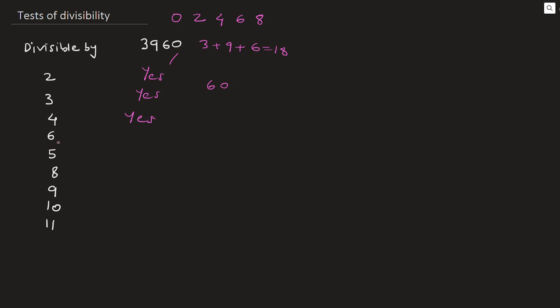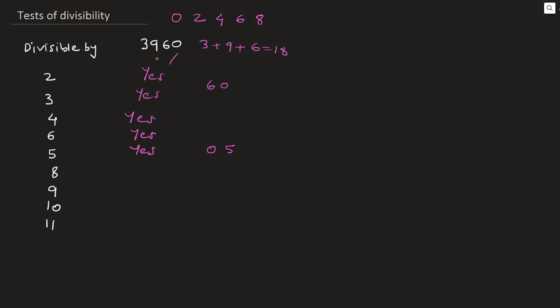Then is it divisible by 6? If this number is divisible by 2 and 3, then it is divisible by 6 also. So 3960 is divisible by both 2 and 3. So it is divisible by 6. And then is this number divisible by 5? I have to check the digit in the ones place. If it is either 0 or 5, then this number will be divisible by 5. So the digit in the ones place is 0. Therefore, 3960 is divisible by 5.